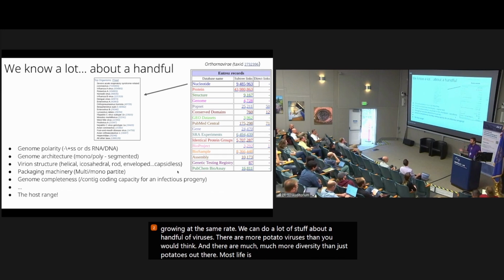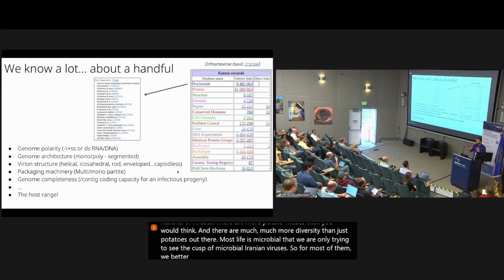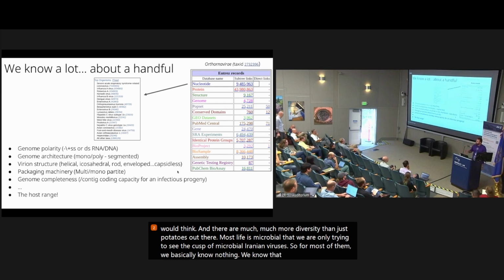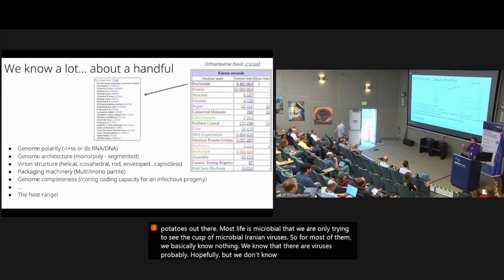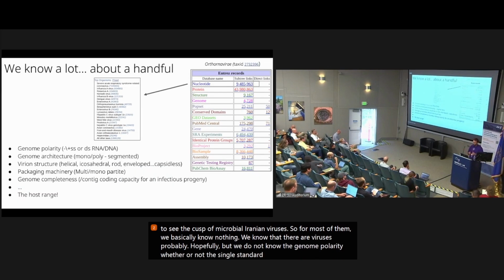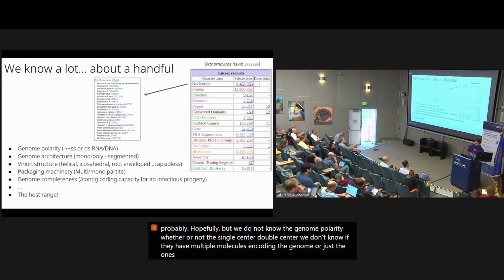Most life is microbial, yet we are only trying to see the cusp of microbial RNA viruses. So for most of them, we basically know nothing. We know that there are viruses, probably, hopefully, but we do not know the genome polarity, whether or not they're single-stranded or double-stranded. We do not know if they have multiple molecules encoding the genome or just the one with just the gene that we were able to identify.